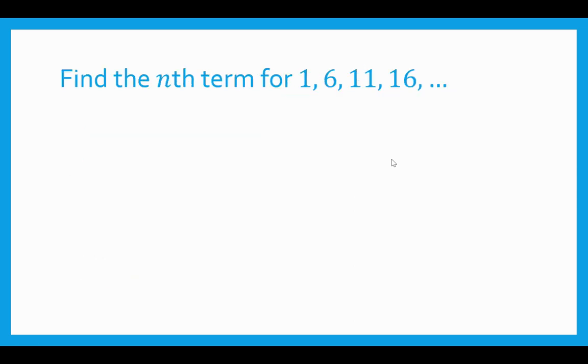Another example, find the nth term for 1, 6, 11, 16. Well, first things first, we're going to find the first term, which is 1, and we have to find the difference between those terms, which is 5. That's right. So 1 plus n minus 1 times 5.